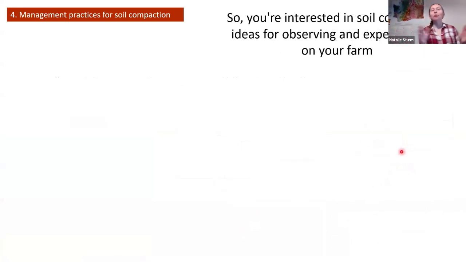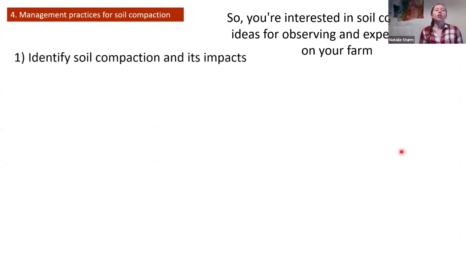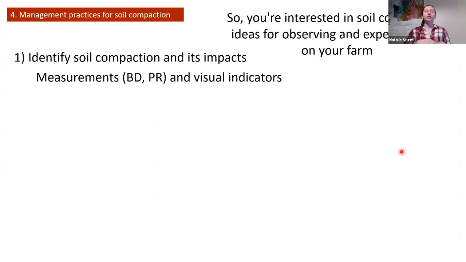So just to summarize and wrap up, say I'm interested in soil compaction. I'm either just curious about it or really concerned and need to start doing something. What are some ways that you can begin observing and experimenting on your own farm or farms that you work with if you're a crop consultant? So first is to identify soil compaction and what impacts it is having. So this can be in lots of different ways, as Haly mentioned. So those measurements of bulk density or penetration resistance, or just using other visual indicators.